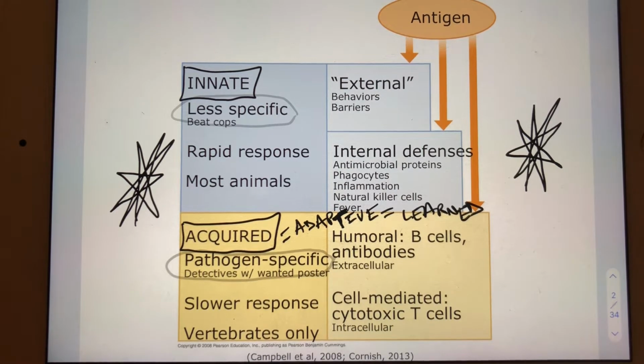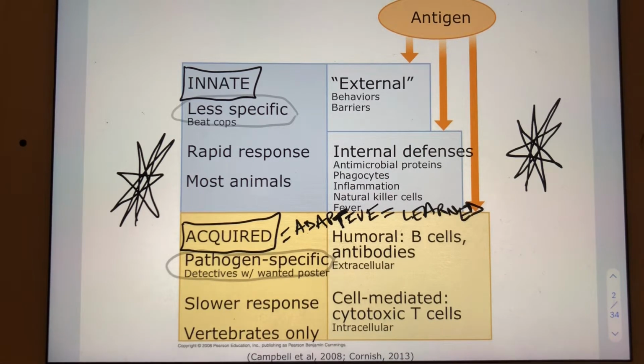The bad news about these words is that innate often means instinctual, built in, born with, whereas acquired means just that, acquired with experience. And I think those are very misleading terms. So grain of salt, because there are plenty of acquired immune defenses that you're born with. And there are plenty of innate immune defenses that you don't necessarily exhibit at birth unless you need them. So don't get too stuck on the literal meaning of innate and acquired.